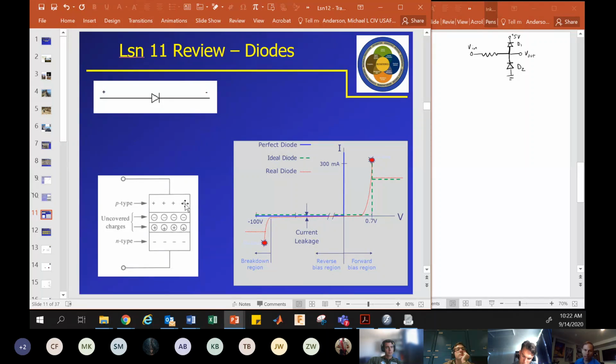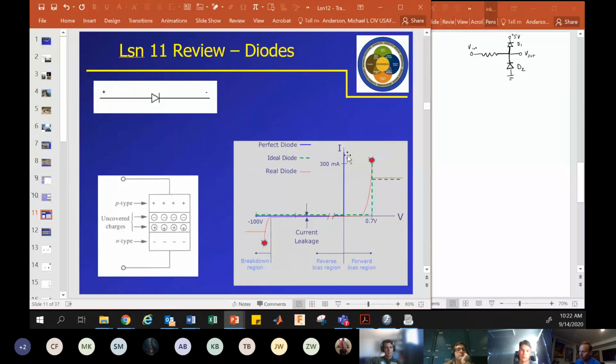We talked about p-type semiconducting material and n-type material. And we put the p and the n together, and it creates this depletion region, which prevents charge from flowing, prevents electrons from flowing in the wrong direction. So it can only flow from P to N.